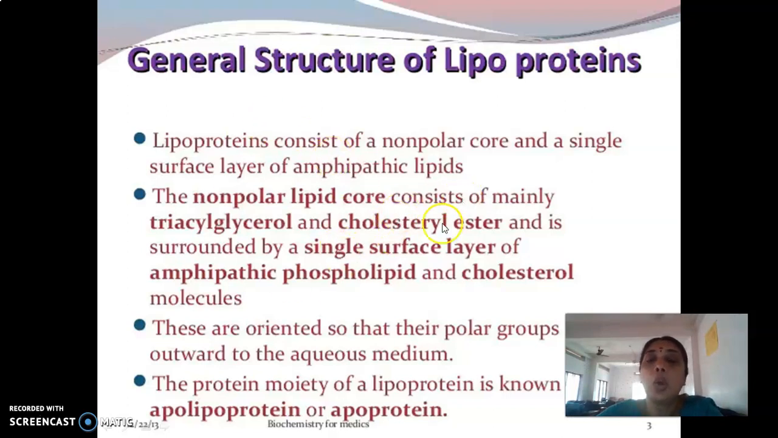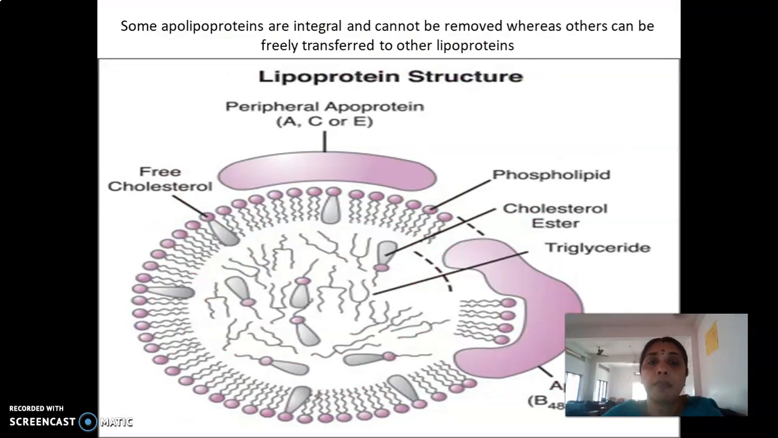The non-polar lipid core consists of TG and cholesterol esters, esters of cholesterol, and they are surrounded by a single layer of amphipathic phospholipids and free cholesterol molecules. They are oriented in such a way that the polar group faces the exterior while the non-polar portion faces the interior of the molecule. The protein moiety of the lipoprotein is known as apolipoprotein, or simply apoprotein. Apolipoprotein is otherwise known as apoprotein, right?